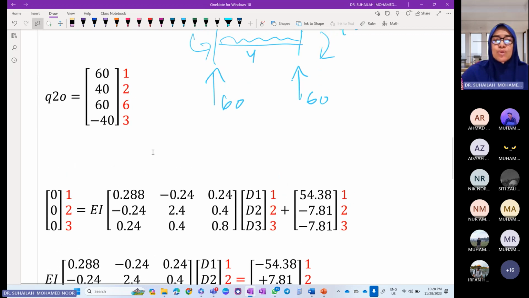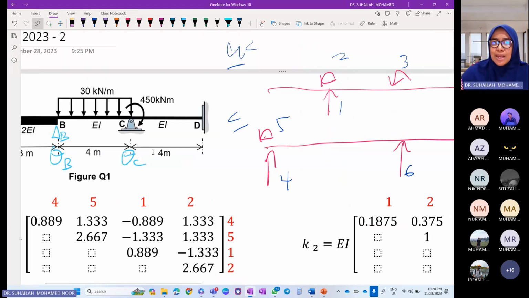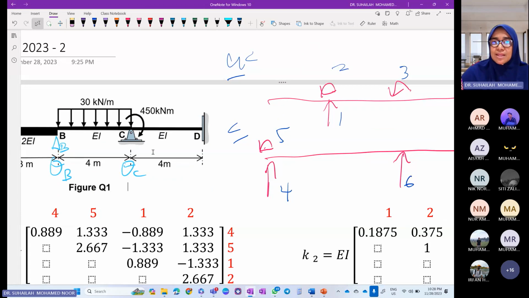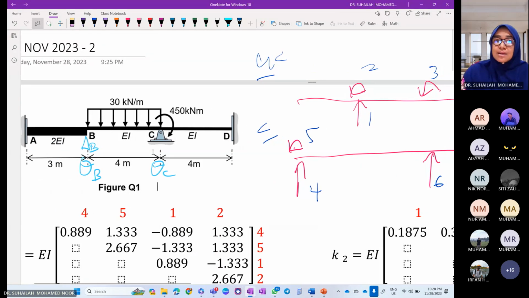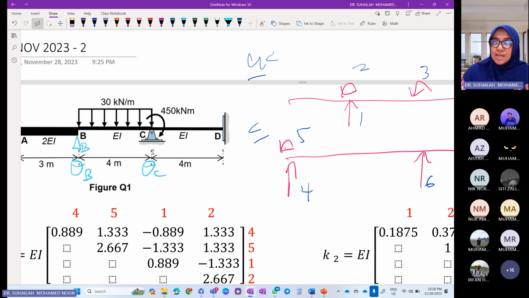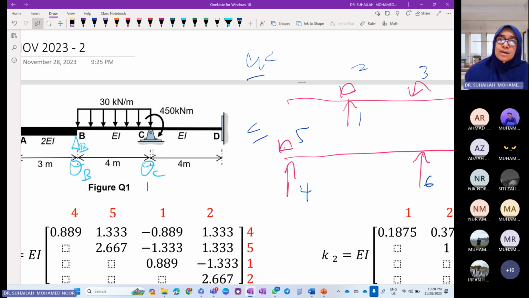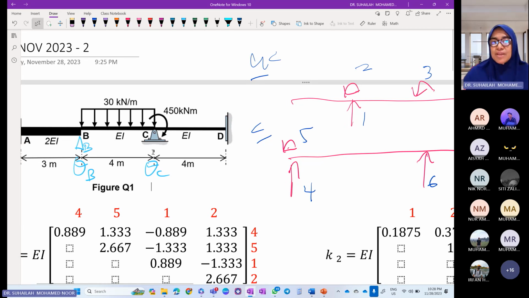Okay, so 1, 2, and 3. Look back at this. This is the degree of freedom, positions 1, 2, and 3. Just now D1, D2, D3, right? Delta B, theta B, and theta C. Now, 1, 2, 3, in terms of forces, means Q1, Q2, Q3. What is Q1? What is Q2? What is Q3? From the figure.